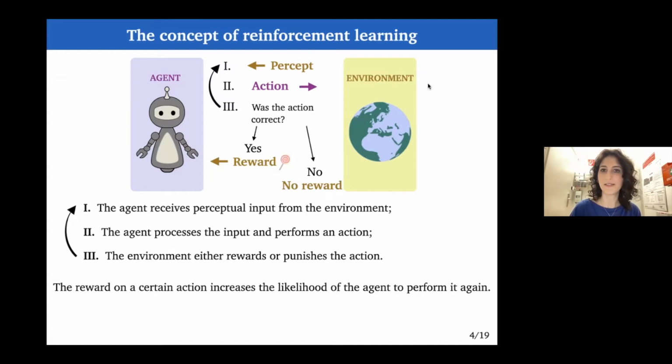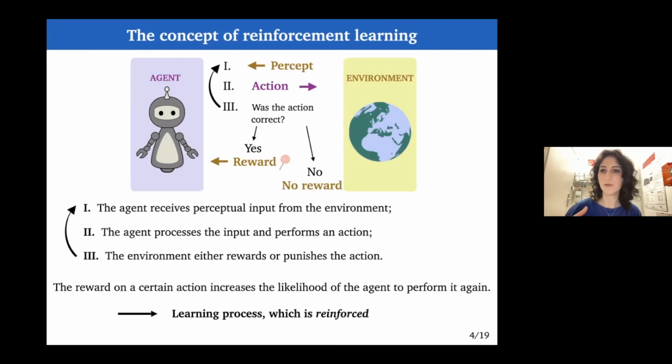But in general, these 3 steps are always repeated. It's always this interaction of percept, action, and reward or no reward that is sent to the agent. And the important thing is that every time a reward is sent to the agent, this reward is used to increase the probability that the agent would perform well at the next round of interaction. So there is really a learning process in this, which is reinforced thanks to the presence of rewards.